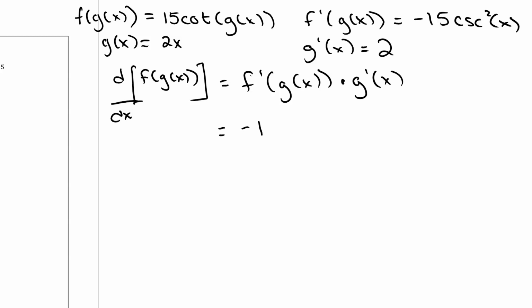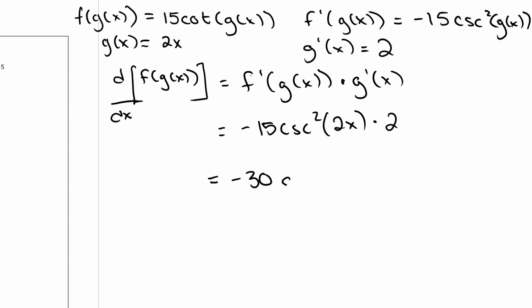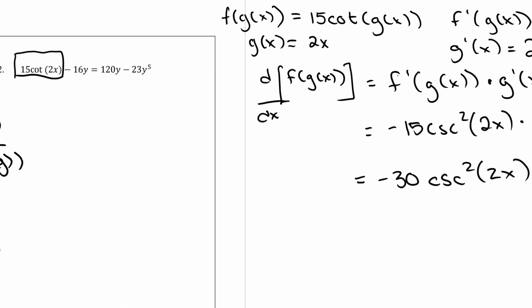So we've got negative, I'm sorry, I made a mistake up here. This should be g of x. Negative 15, just a hot mess this morning. Cosecant squared 2x, because that's what g of x is, times g prime of x, 2. Negative 30 cosecant squared 2x. So now that we've got that, when we go back to our original equation, the derivative of that left-hand side is negative 30 cosecant squared 2x. And then we just keep going down the line with our normal derivation.